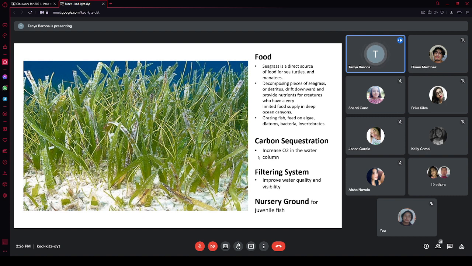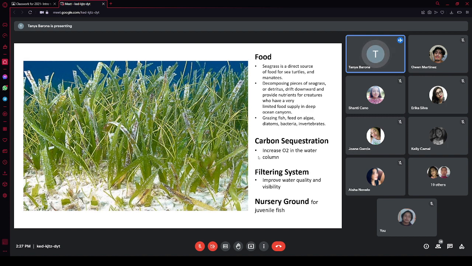Other than that, it's a perfect carbon sequestration. It does perfect carbon sequestration, which means it increases the oxygen level inside the water column, which is important for the survival of these species. It also filters this entire system, improving the water quality and the visibility of that area. Okay, and like I mentioned, it's a nursery ground for juvenile fish.